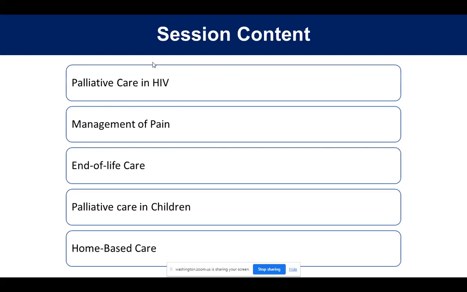We as doctors treat a patient so that he becomes disease-free. Some diseases are chronic manageable and some diseases in the later stage become unmanageable, for example, malignancies. Here palliative care comes into the picture. Palliative care is a vast topic which includes many aspects. In this session, we'll be discussing palliative care in HIV patients, management of their pain, end-of-life care, palliative care in children, and home-based care.